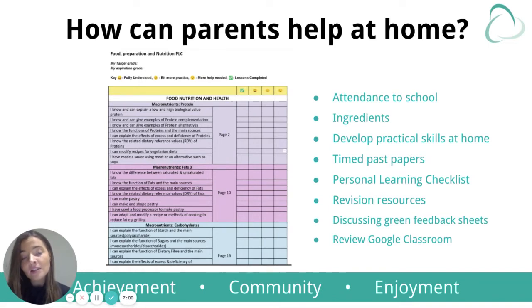Looking at their personalised learning checklist via the classroom, or they also have them at the back of their books, going over some areas that perhaps they may be struggling with. Discussing their green feedback sheets when they get particular topics marked, or perhaps they've had a green feedback sheet via an assessment, and reviewing how perhaps they could improve.